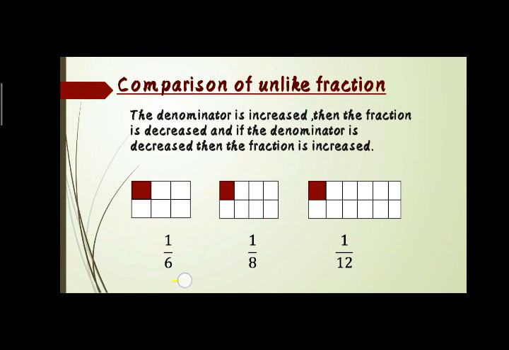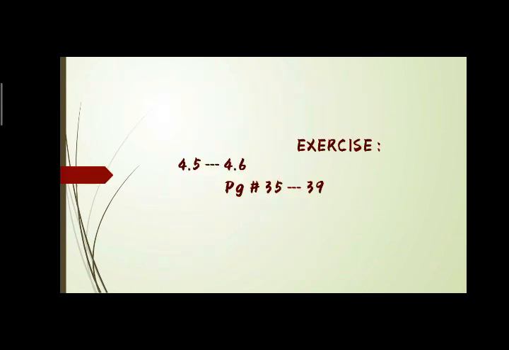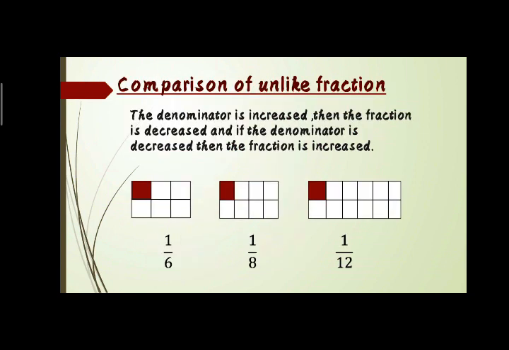like 6, then the fraction is increased, because you notice here is the total shaded part, and the size of the part is bigger than 1 upon 12. 1 upon 6 is showing the size of the part is bigger than 1 upon 8. It means it is bigger on the basis of the size of the part. So we say 1 upon 6 is the bigger fraction among this set of numbers on the basis of the denominator. Denominator is decreased, the fraction is increased.